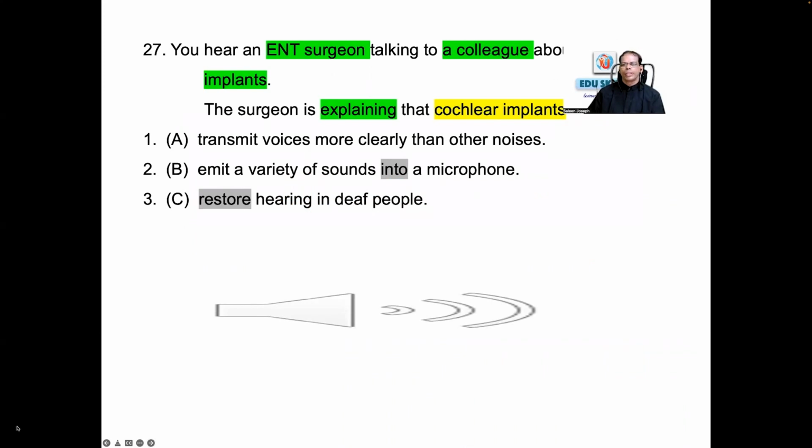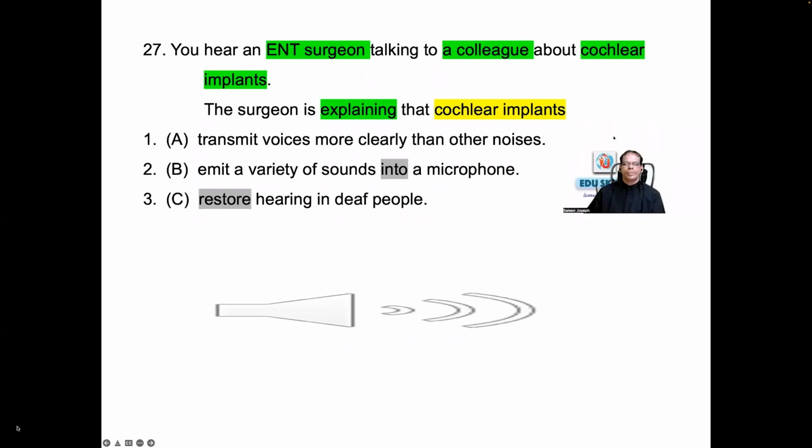We'll go a little faster because there are no beginners, I believe. Yes, please read. By the end of reading, the recording will play, okay? You hear an ENT surgeon talking to a colleague about cochlear implants. The surgeon is explaining that cochlear implants: option A, transmit voices more clearly than other noises. Option B, emit a variety of sounds into a microphone. Option C, restore hearing in deaf people.